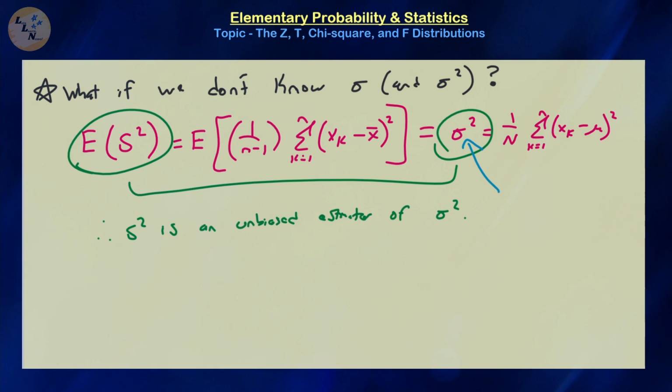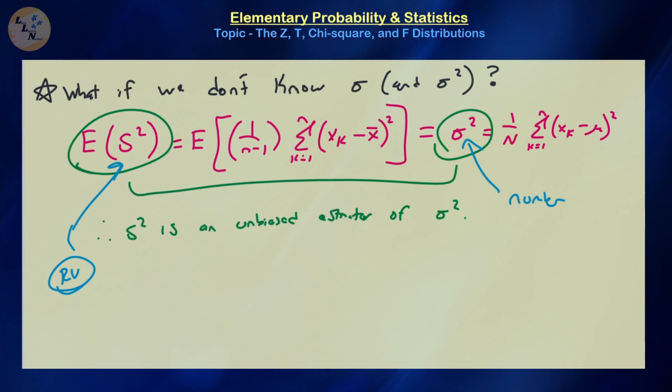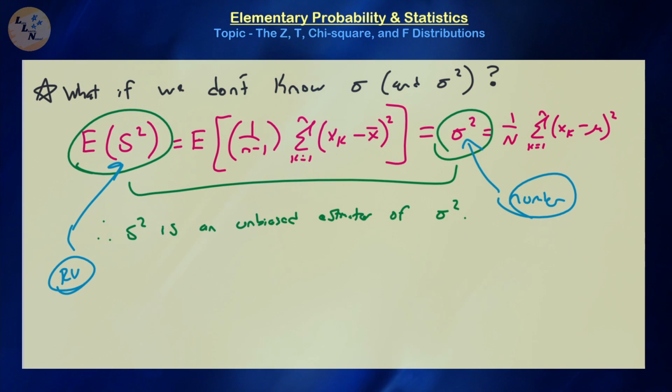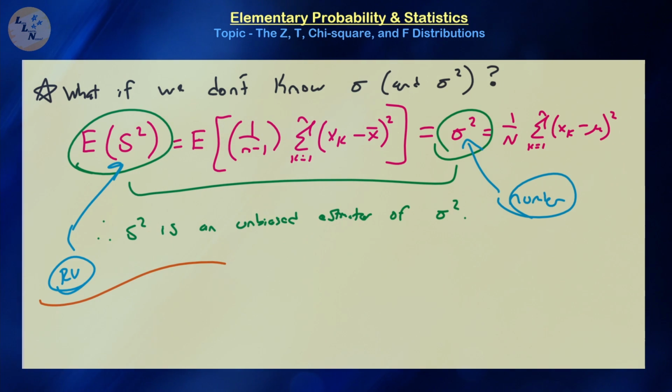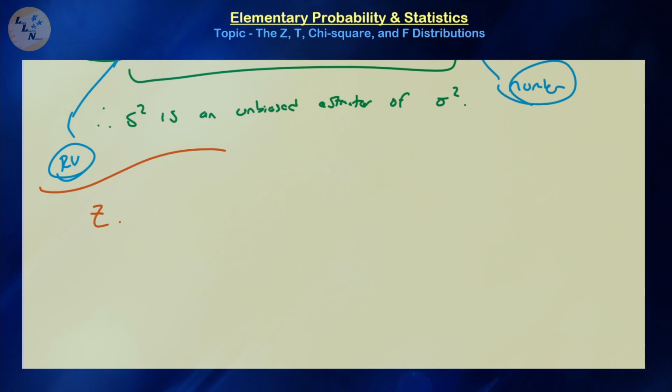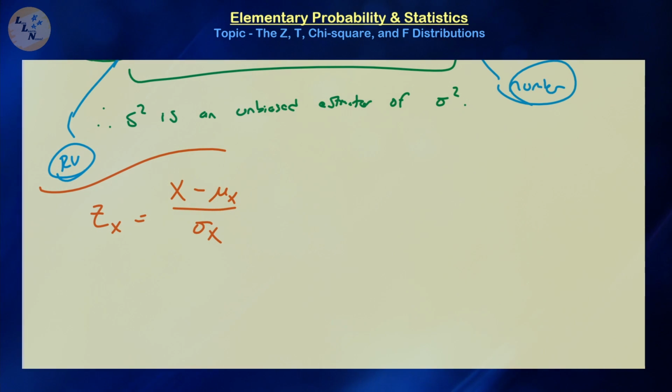Notice that sigma squared is a number, that s squared is a random variable. Okay? That is a very, very important thing to note. Now, how are we going to sort of bring this in, and how does that relate to these special distributions? So remember, for the z distribution, the z-score for a random variable x was equal to capital X minus mu x divided by sigma x.